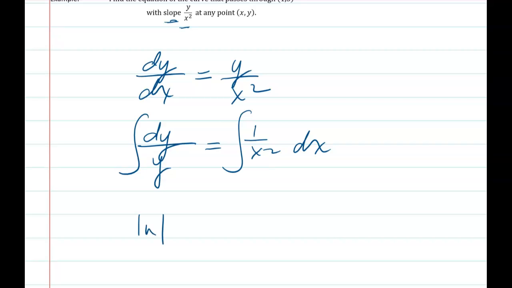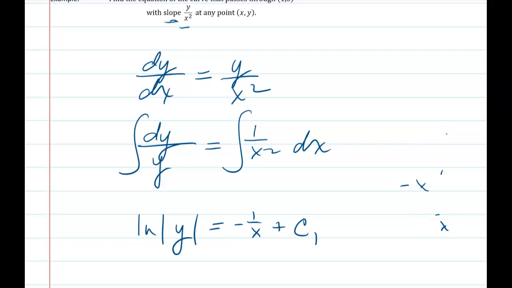And we get natural log, the absolute value of y on the left side. 1 over x squared might look daunting for a moment, but remember, 1 over x squared is x to the negative 2. And if we want an antiderivative of that, we're going to need an x to the negative 1, aren't we? We're going to need a negative x to the negative 1, which is negative 1 over x. And so negative 1 over x is the antiderivative, and then we're going to say plus c1 here.